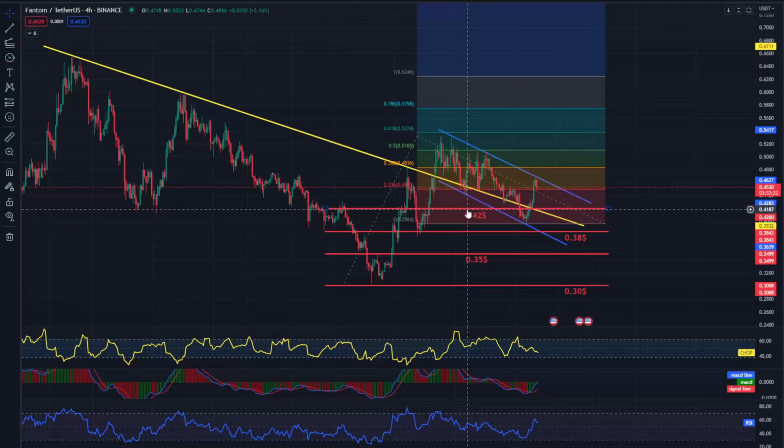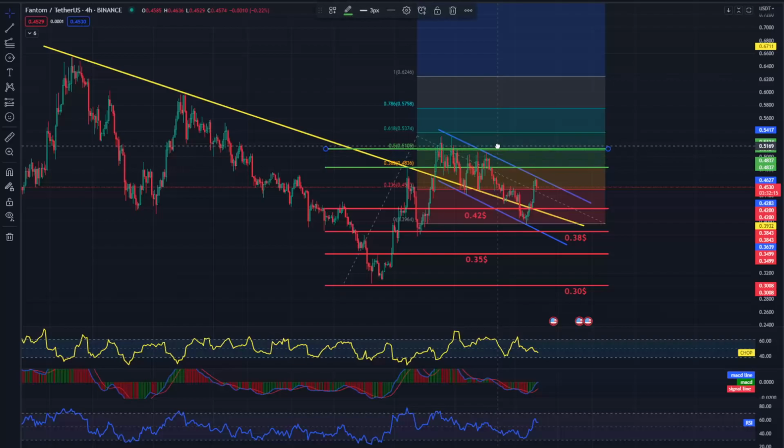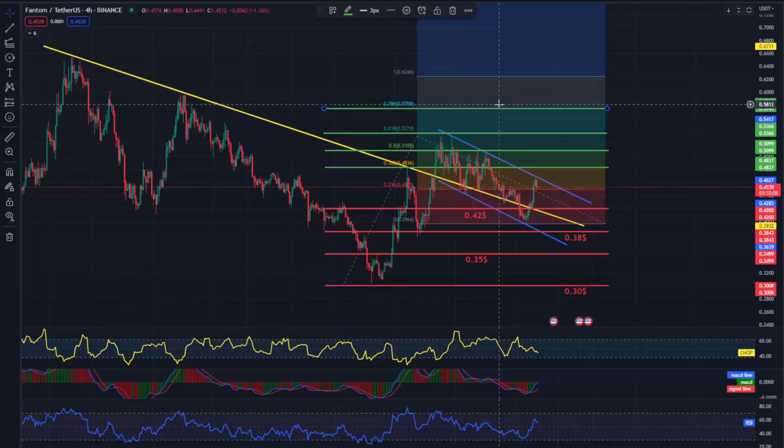Looking the other way, we see that the price must cross the local descending channel upwards, and the first resistance is at 48 cents, then the second resistance at 51 cents, the third resistance at 54 cents, the fourth at 58 cents, and further at 62 cents.